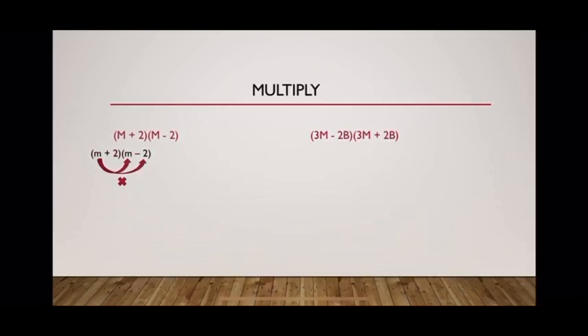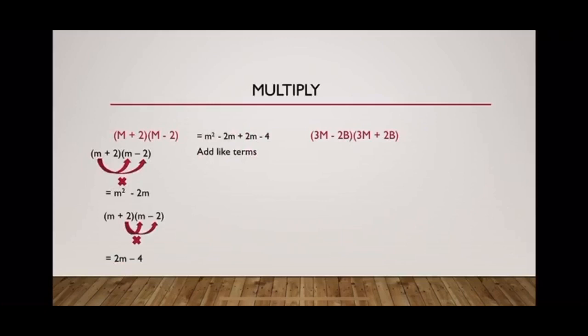First, we need to multiply m by m and m by negative 2. This will give us an answer of m squared minus 2m. Then, we need to multiply 2 by m and 2 by negative 2. This will give us an answer of 2m minus 4. Both our answers combined will give us m squared minus 2m plus 2m minus 4.